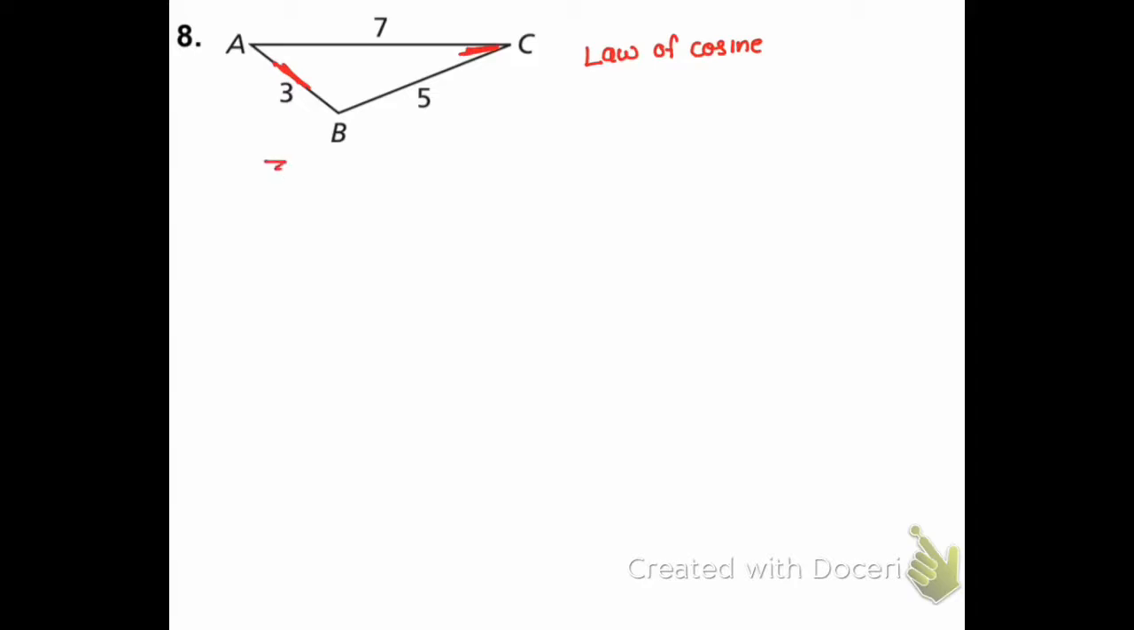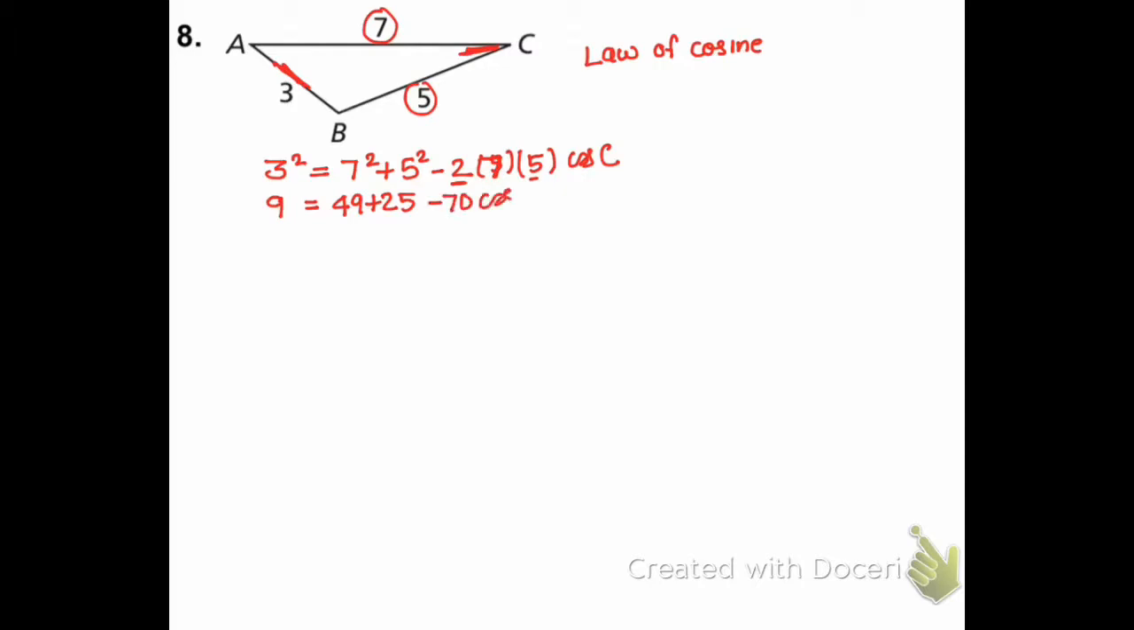So I can write my expression: 3 square is what? It is the sum of the squares of these two: 7 square plus 5 square minus 2 times 7 times 5 times cosine of this angle, cosine of C. That's not given. So how to do it? Simplify it. When I simplify both sides, 2 times 5 times 7 is 70, this is 9, and this is 49 plus 25 minus 70 cosine C.